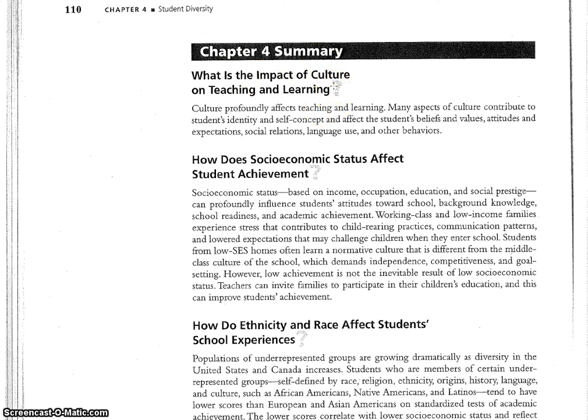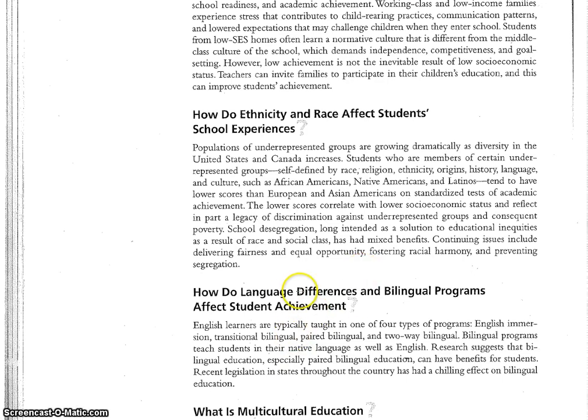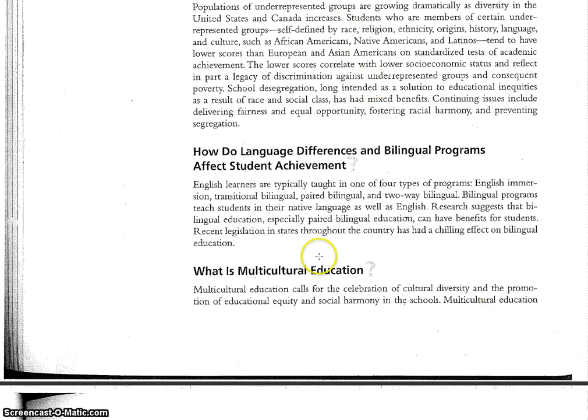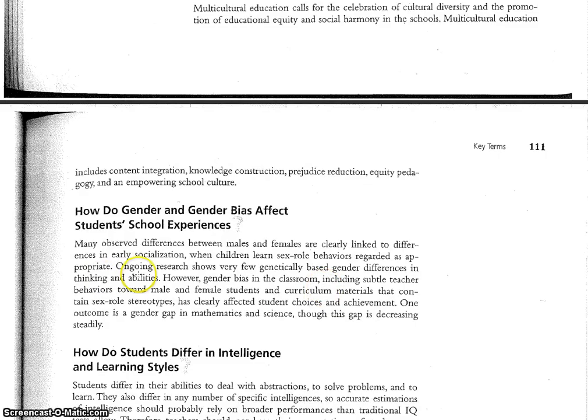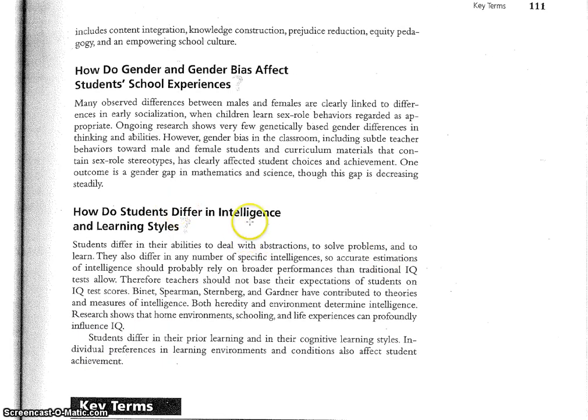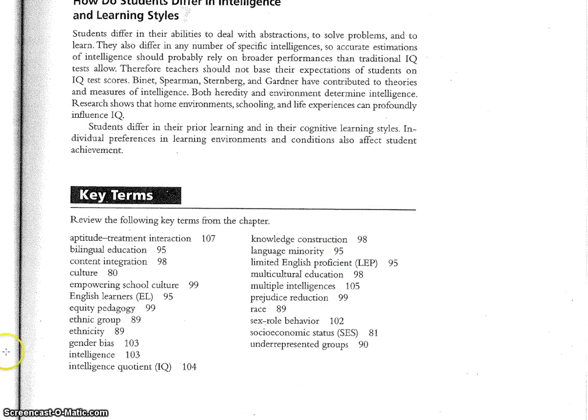The impacts of culture on teaching and learning. These are huge questions. So you're going to want to look at each of these: socioeconomic status, ethnicity and race. Again, language differences. You're going to take the time to look at these summaries. What is multicultural education? Again, gender and gender bias. And students, how they differ in intelligence and learning styles, and then some of the key terms.